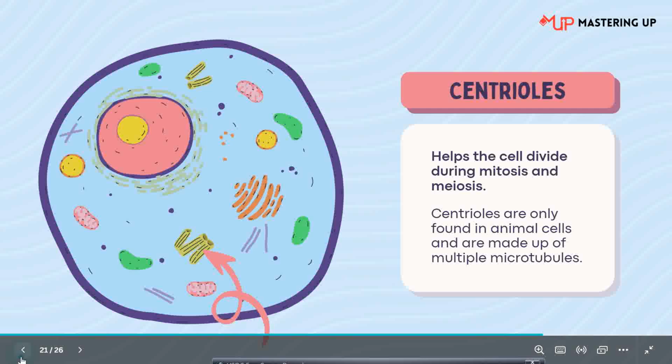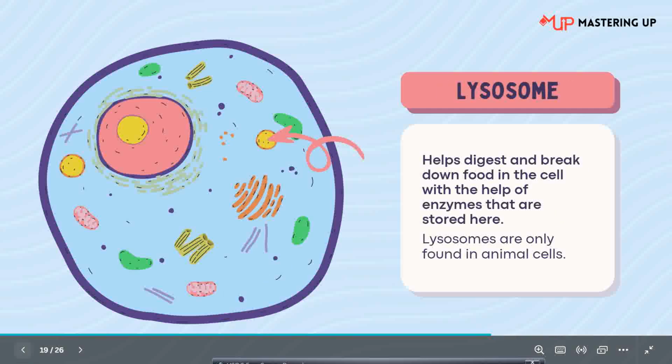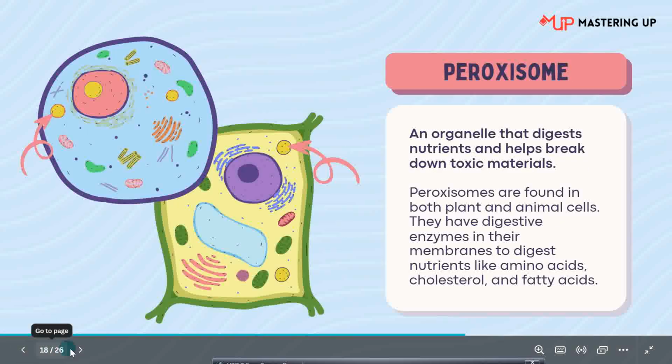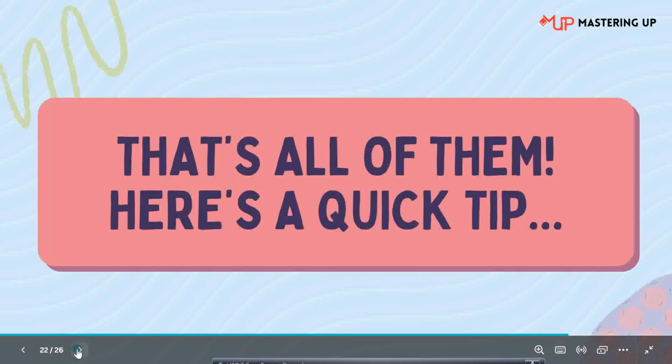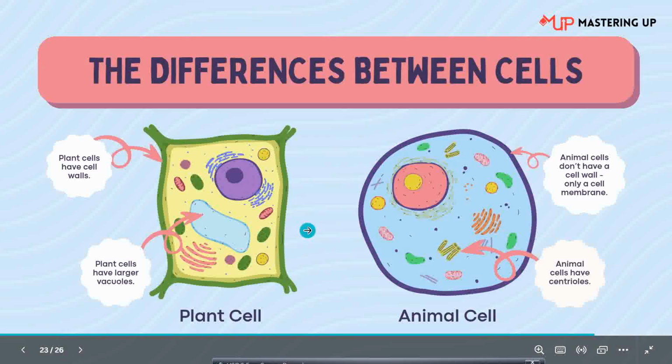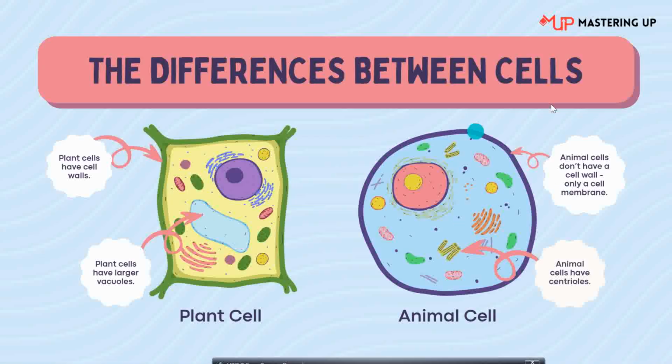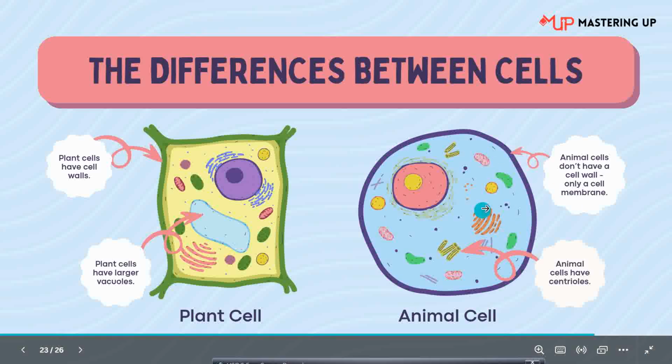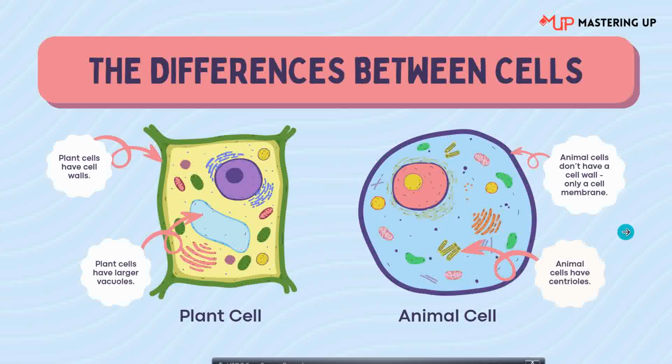Another thing, lysosomes. Lysosome is only present in animal cell. First, just look at the animal cell. There is no cell wall in animal cell. A number of small vacuoles are present in animal cell. We have centrioles and microtubules only in animal cell. We have lysosomes only in animal cell.